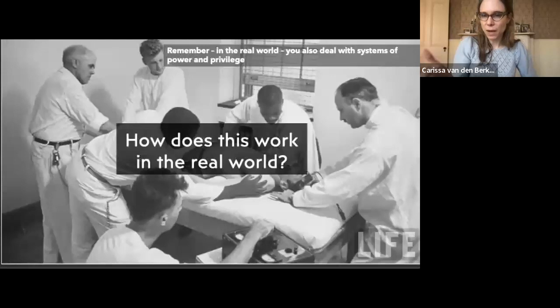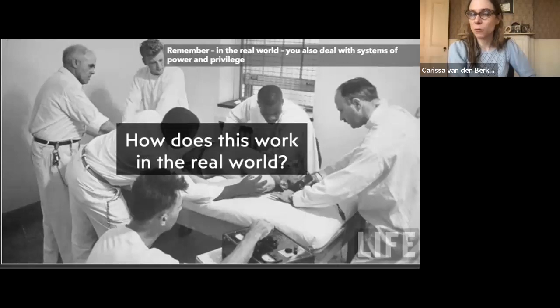So, I a lot of times have used the example of mental institutions. In the real world, you're dealing with systems of power and privilege. In mental institutions, we have seen significant changes. And a lot of those changes had to do with early studies in the 60s and 70s related to how mental institutions were implementing different interventions, what was going on within them, how they did their work.